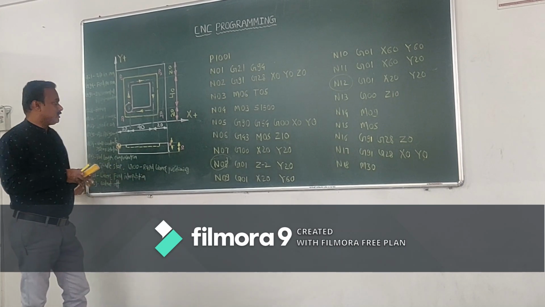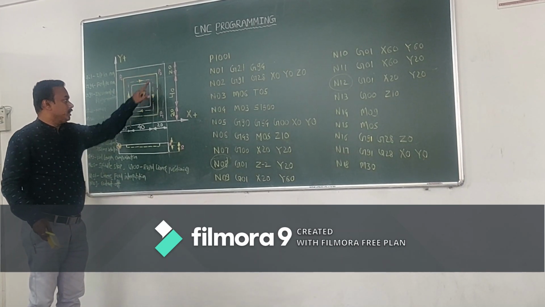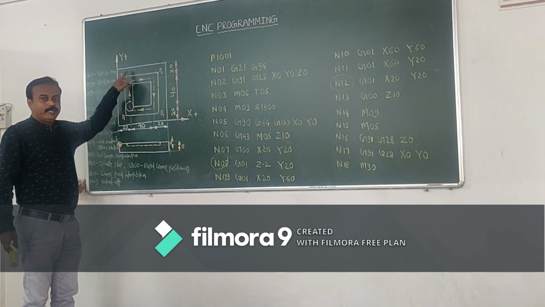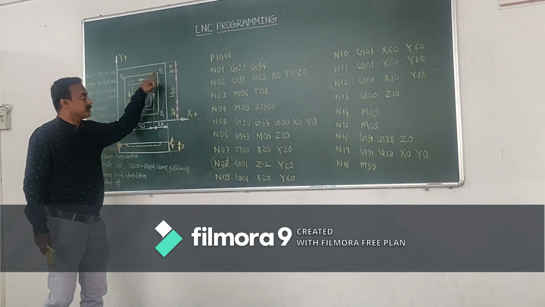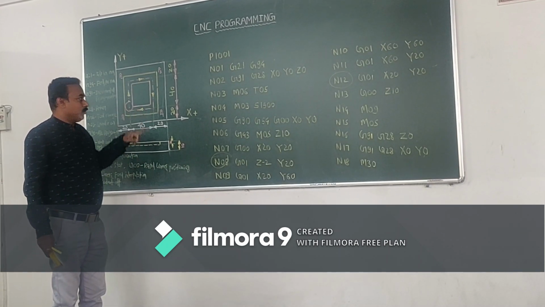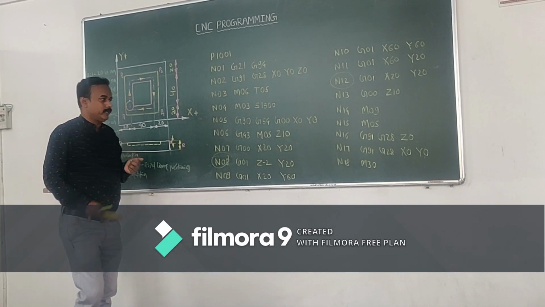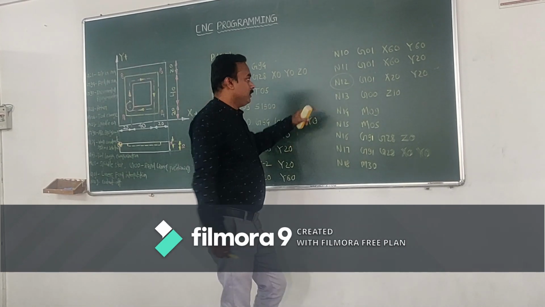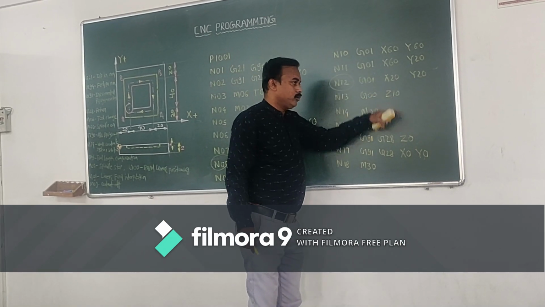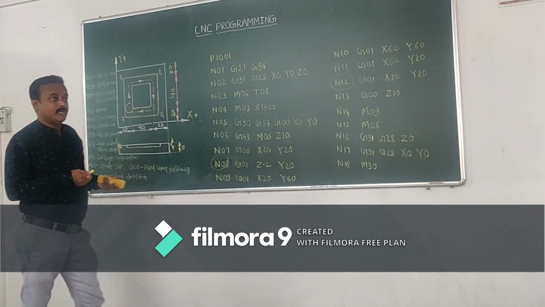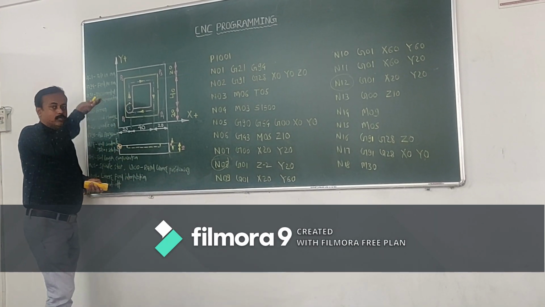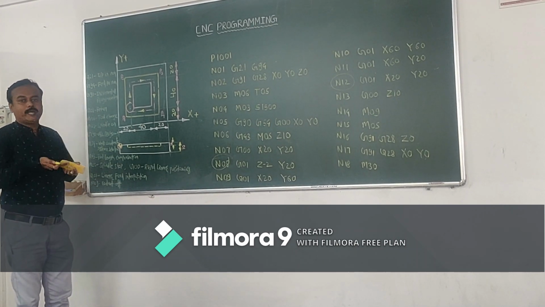Here there are 4 changes. First, second, third, fourth. Starting from this point, first is X20, Y20. Next X20, Y60. Next X60, Y60. Next one is X60, Y20, and now return to X20, Y20. Now after that, this is N12 to N8. Next position is G00 Z plus 10. So Z plus 10 means, whatever is the position of the tool, at this point you will move the tool in the upward direction.